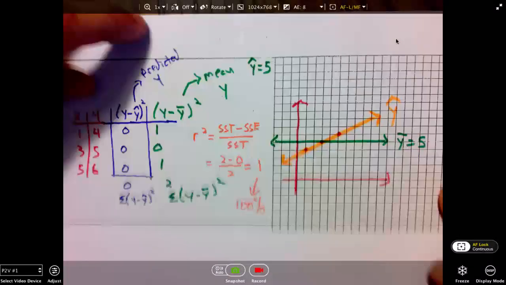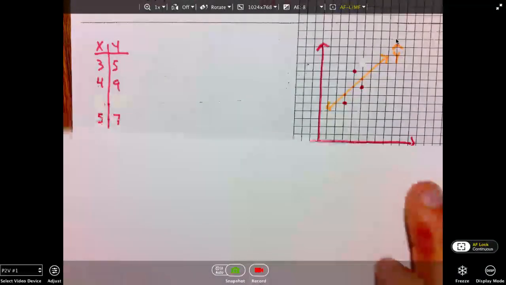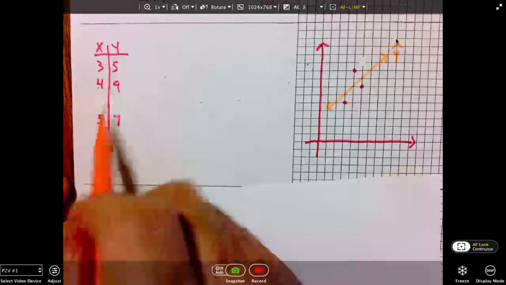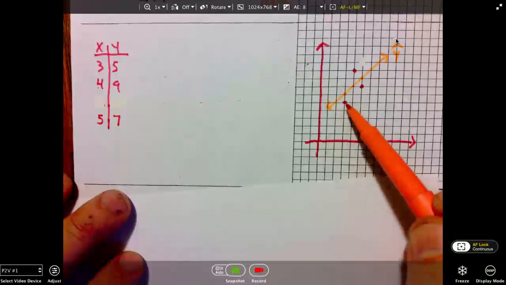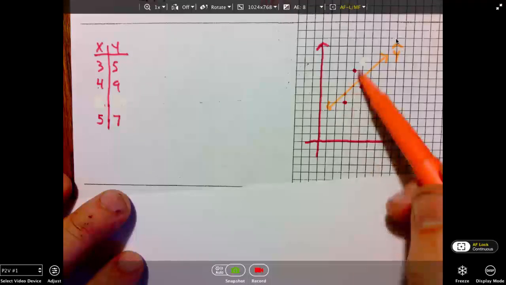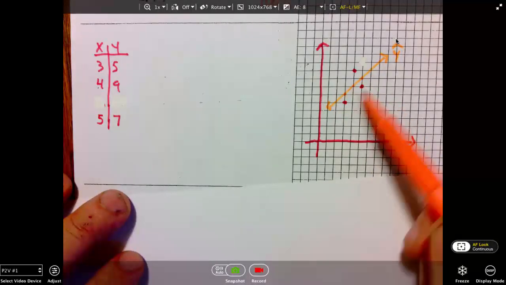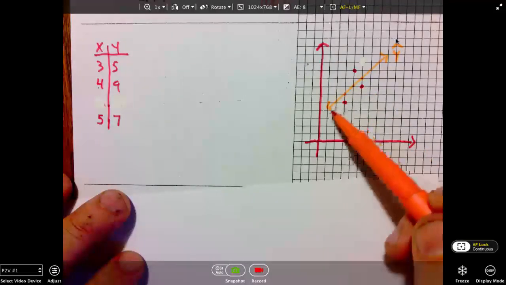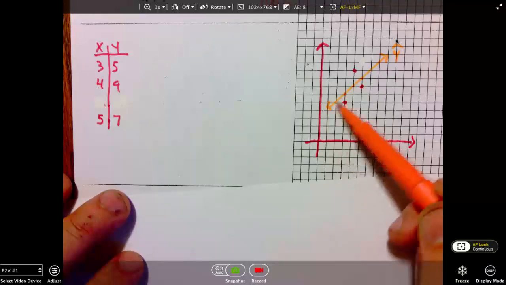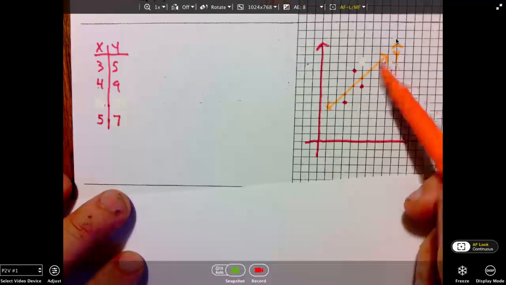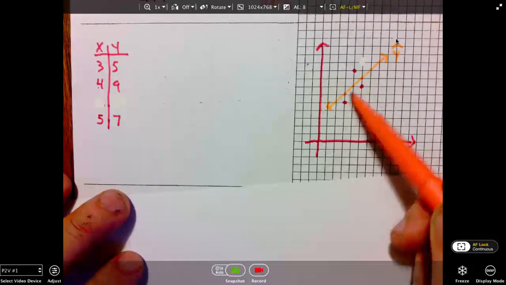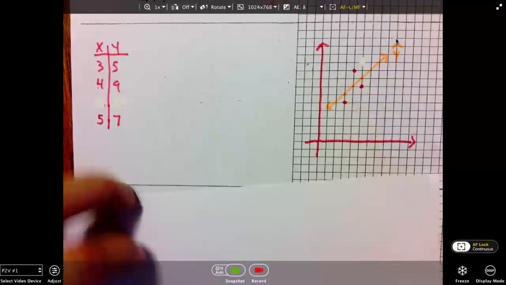Alright, let's look at the next one. Okay, now we have 3 pairs with 5, 4 pairs with 9, 5 pairs with 7. Here I plotted those points. 3 to 5, 4 to 9, 5 to 7. You can see that these points aren't so well correlated. They're still correlated and they're still positive, but clearly they're not linear. Here is the graphed regression line, the y-hat. This time we have some residuals, a difference between the actual y and the predicted y.